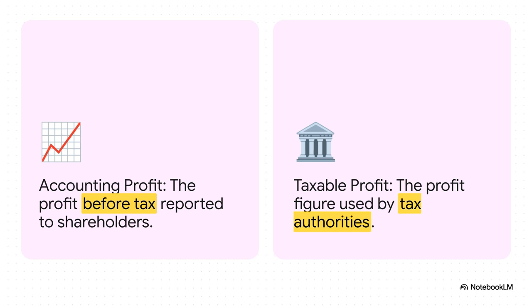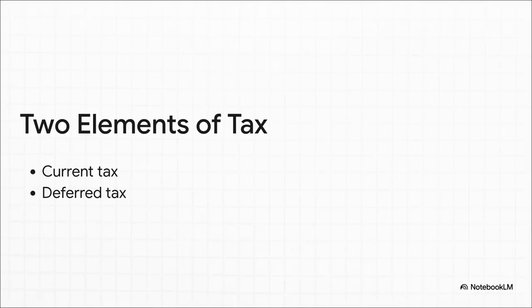But on the other side, you have taxable profit. This one is calculated using the government's tax rules, and it has one job: figuring out the tax bill. The entire puzzle we're solving today lives in the gap between these two figures. Now, if you look at a financial statement, that total tax number isn't just one monolithic thing. Nope. The accounting standards break it down into two key parts, something called current tax and something else called deferred tax. If you can get your head around these two, you've cracked the code.